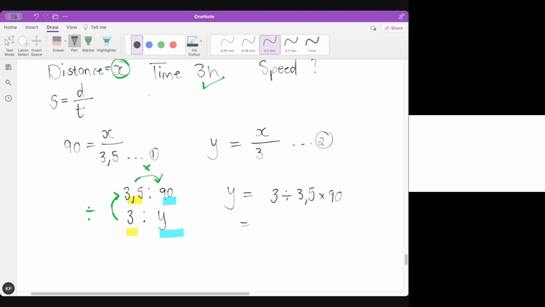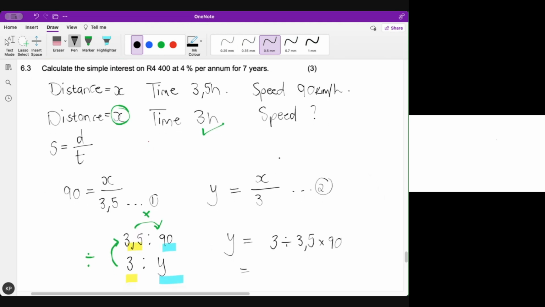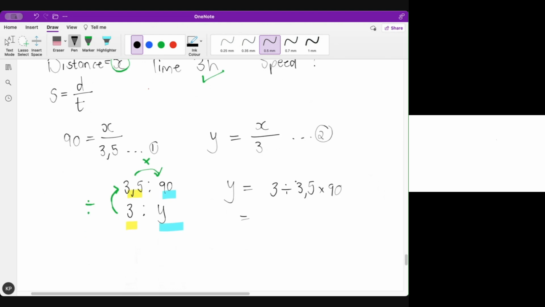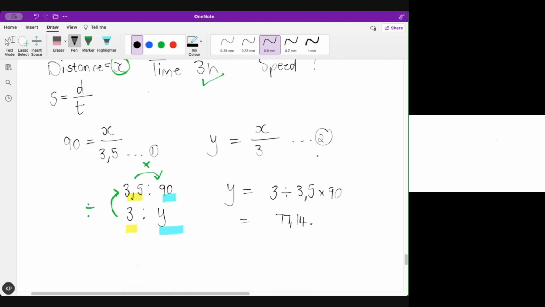Okay, I'm going to calculate it. 3 divided by 3.5 times 90 is 77.14. And this was out of how many marks? 3. So it's literally a mark for division, a mark for times, and a mark for the final answer. Can we get a thumbs up, thumbs down on this one, guys?